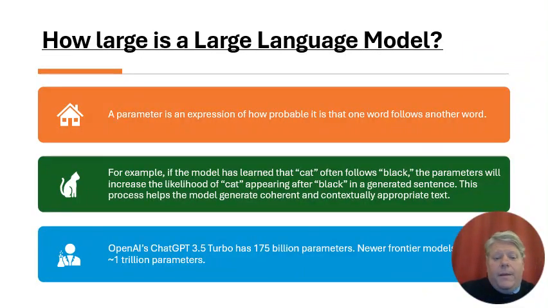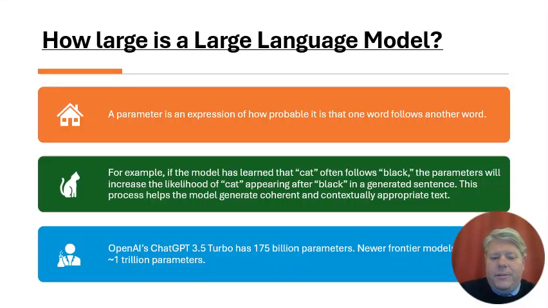So a parameter is just an expression of how likely it is that one word is related to the word that follows it. Take the example of the word black. If you've got black, then there's a good chance that the next word might well be cat, because black cat is a pairing of words which is frequently seen. So the parameter of black and cat will have a particular value. This value will be higher than black being followed by moon or letterbox, for example. So a parameter is an expression of how likely it is that one word follows another.